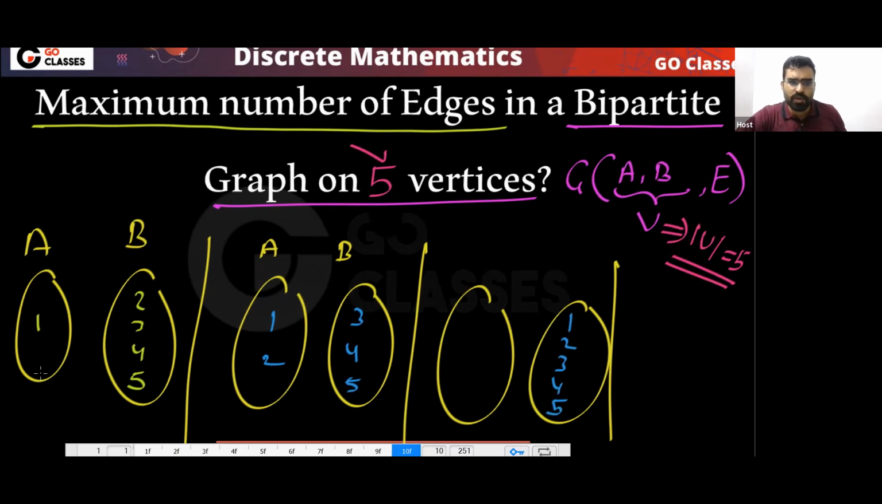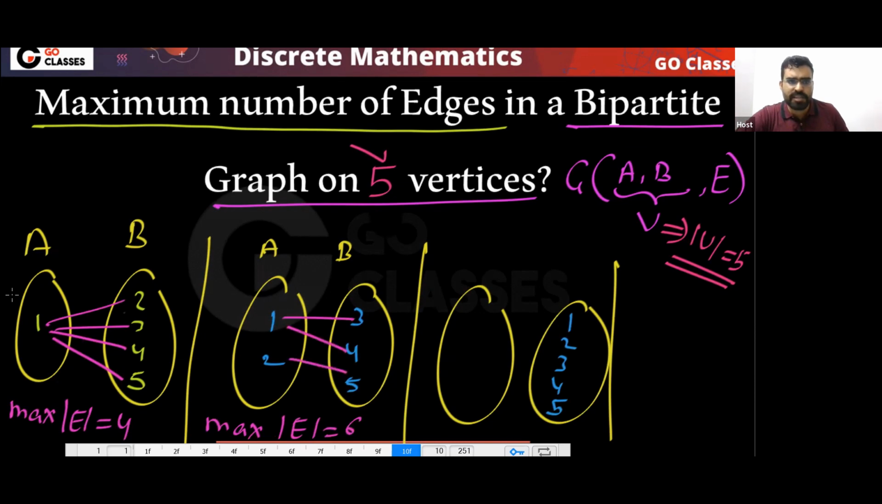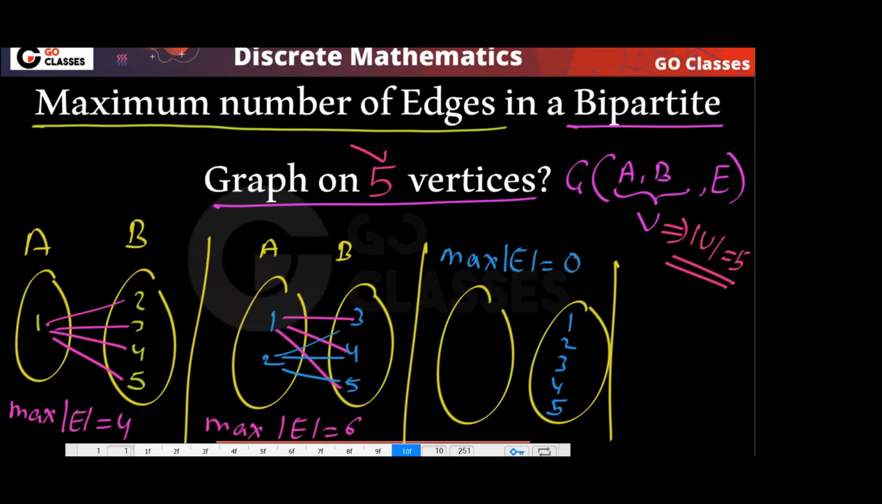So you can notice here, what is the maximum number of edges? That will be 4. Here the maximum number of edges that you will get is 6. Here the maximum number of edges that you will get will be 6. And here the maximum number of edges that you will get is 0. Correct? So this is the idea. Is it clear to everyone?